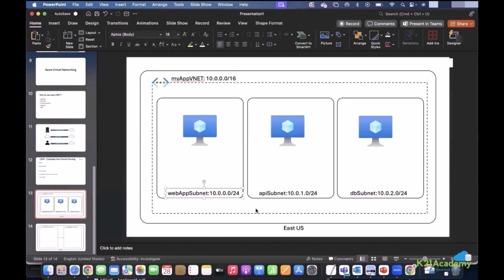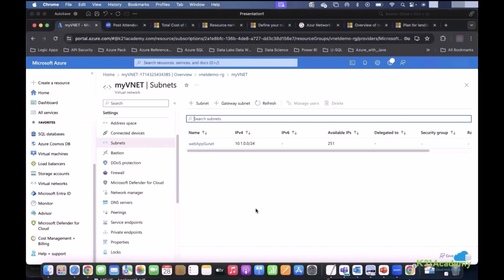So here I will probably be getting a 256 IP range, but due to the Azure restrictions, I will be getting 251 IPs only. So why so? Why only 251 IPs? Here Microsoft says, if you see over here, it's written 251 only. So 5 IP addresses of the subnet are something Microsoft uses.